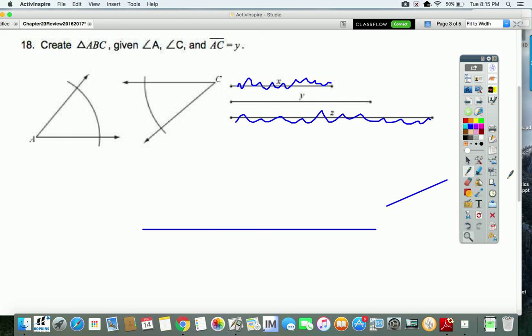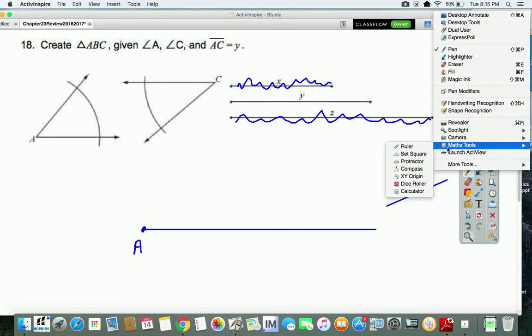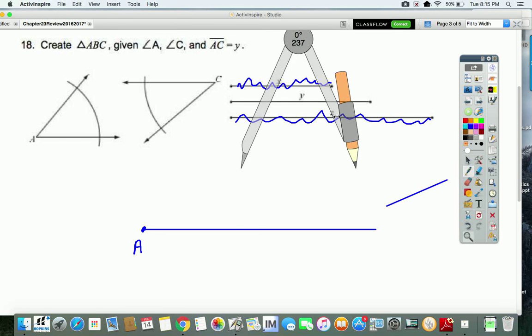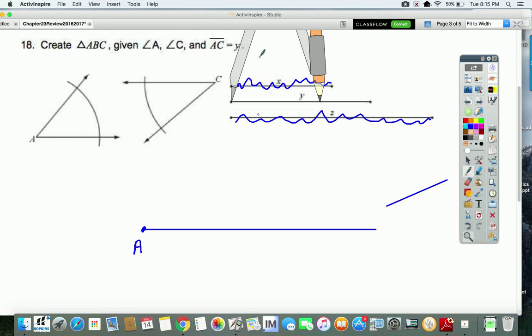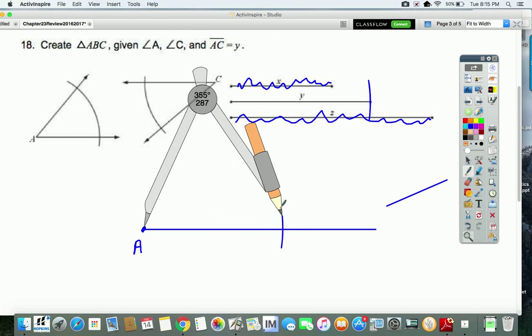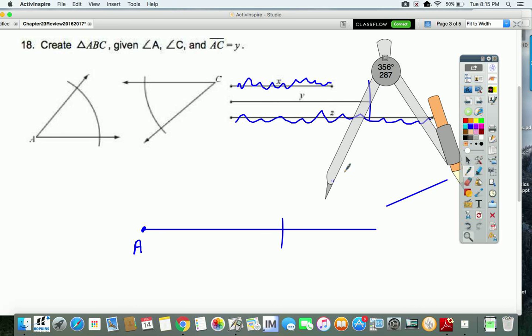Okay, so I drew that line. Now I'm going to take out my compass. Well, actually, let's stop here for a second. Let's put this as a point. I'm going to put that as A. And then I take out my compass. Now I have to measure the distance of line Y. I'm measuring that distance. Now I'm going to copy it to this new segment that I have. Make sure you keep that arc there. Okay. So then this point would be C.